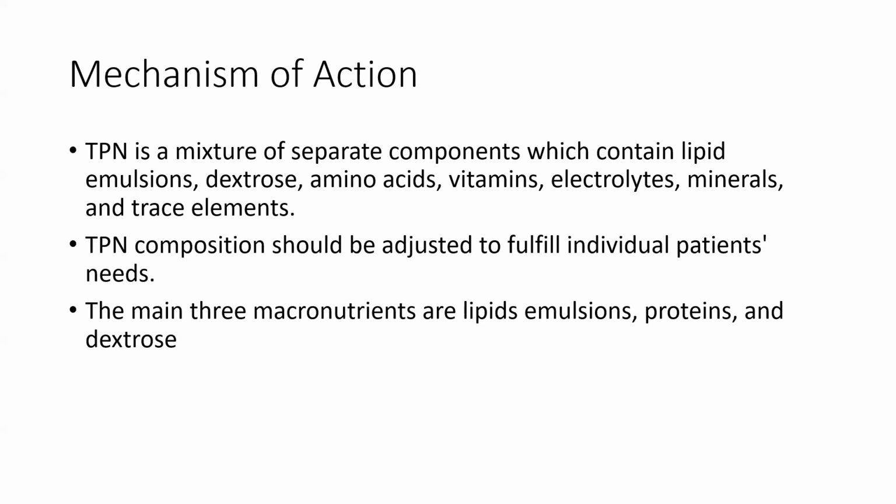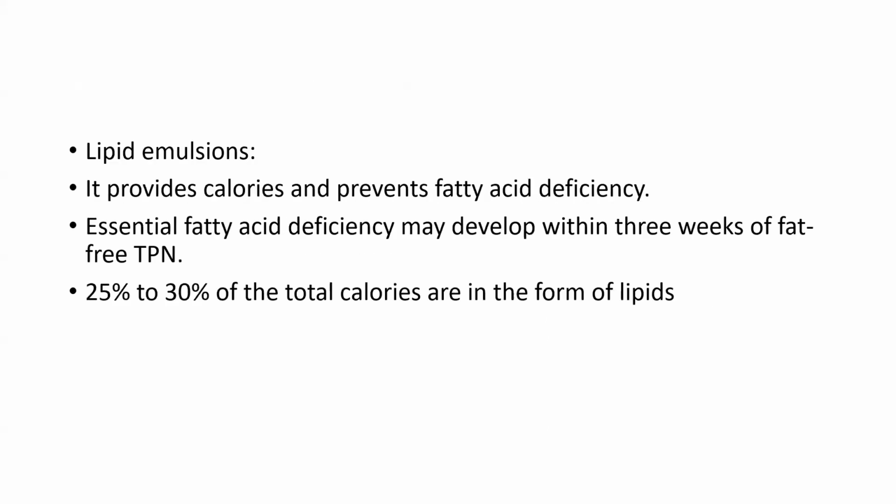Total parenteral nutrition is the mixture of separate components which contain lipid emulsions, dextrose, amino acids, vitamins, electrolytes, minerals, trace elements. So the total parenteral nutrition composition should be adjusted to fulfill the individual patient's need. The main three macronutrients are lipid emulsion, proteins, and dextrose.